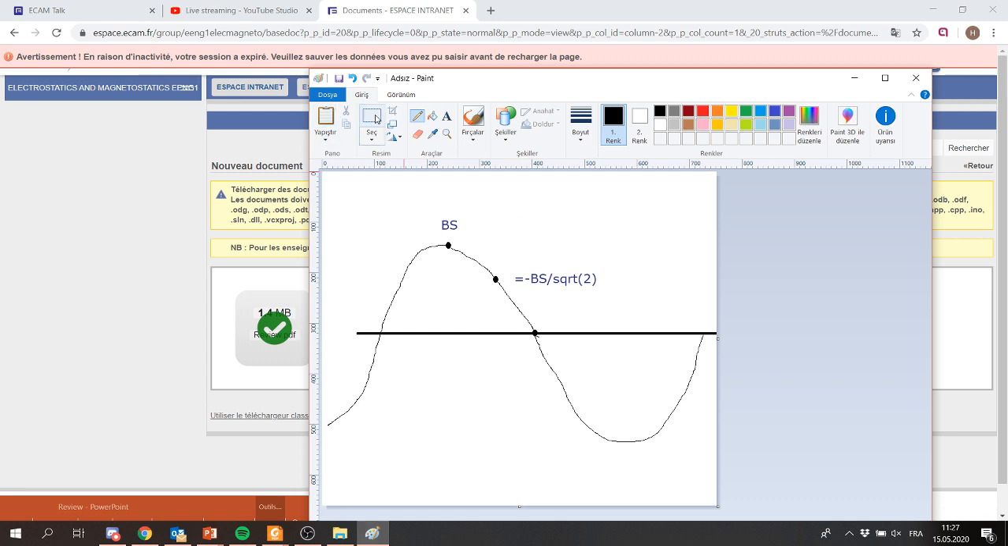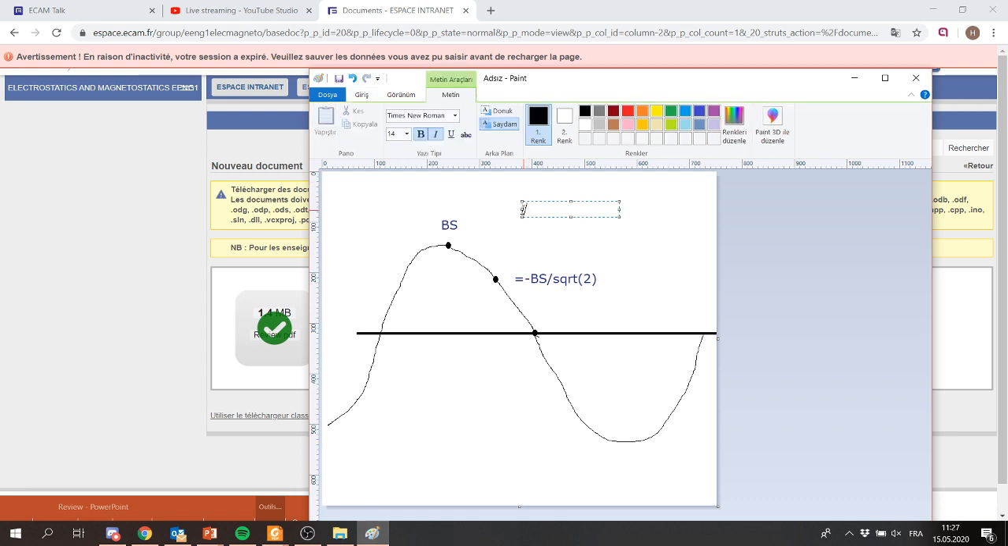So this is the flux function, flux as a function of time. This is an important point, my dear friends. Okay, is it cool? It's great, right?